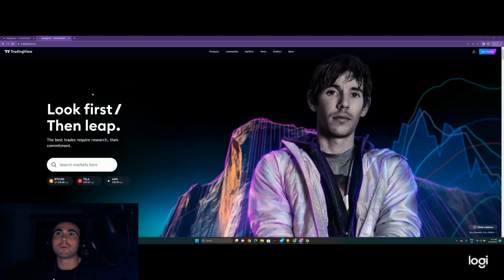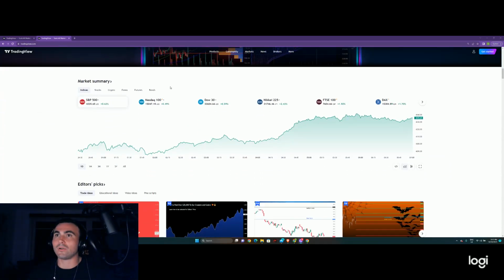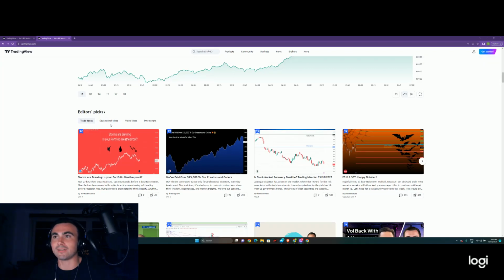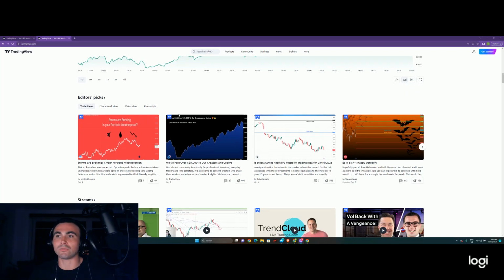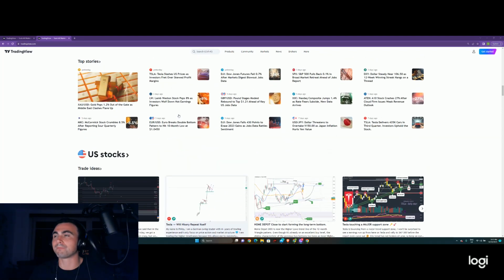Alrighty, so if we just go into any web browser and type in tradingview.com, it will take you to the home page here. As we scroll down, you'll see a market summary with a breakdown of all the different asset classes, editors' picks, educational ideas, video ideas, so on and so forth. I do implore you to, in your own time, go through all of this, but just for the time being, I just want to show you how to format and lay out your charts.